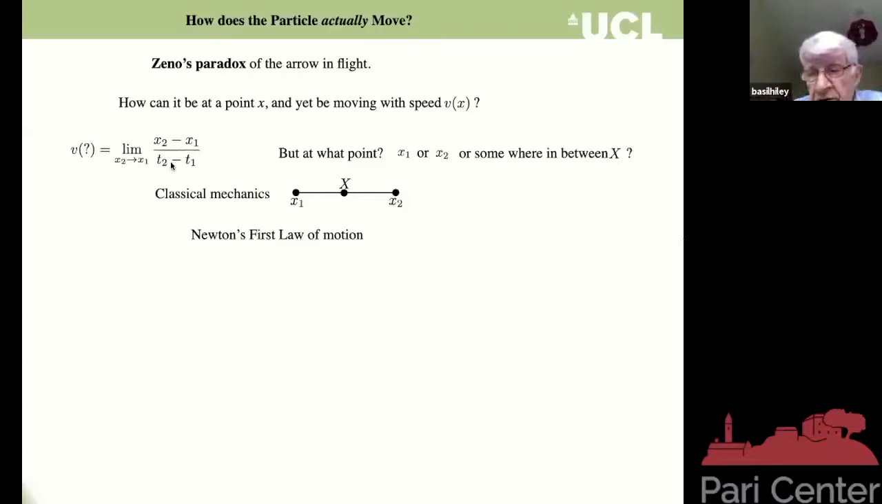It's all right with cars. We can't squeeze a car down to 10 to the minus 8 centimeters, even if you hit a brick wall. Okay, so then the question is, at what point is it at X1? Is it at X2? Or is it at some point in between? And what classical mechanics says is, take a midpoint, and the speed is continuous. It's called a derivative. This speed is continuous. And that's Newton's first law of motion. For people who live in Finland, they know all about first law of motion on the ice.